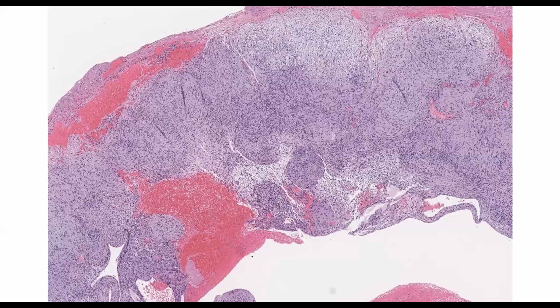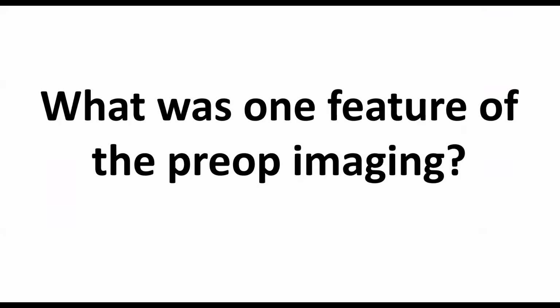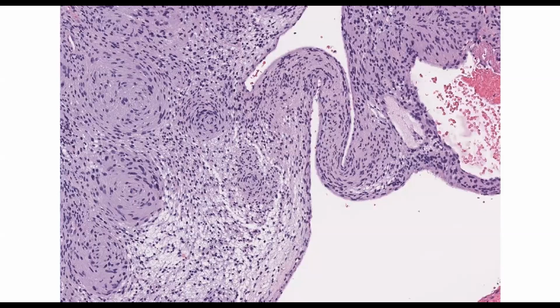Okay, here it is. Study it. Histology first. Okay, let's go to higher power. I'll give you a minute to think about it and analyze it. Okay, everyone got it? What was one feature of the pre-op imaging? Just tell me from what you just saw, can you tell me one morphologic feature of the pre-op MRI scan? Hopefully you've arrived at a diagnosis, and this is the feature. This is a little bit higher power. This is the feature that I wanted you to zoom in on.